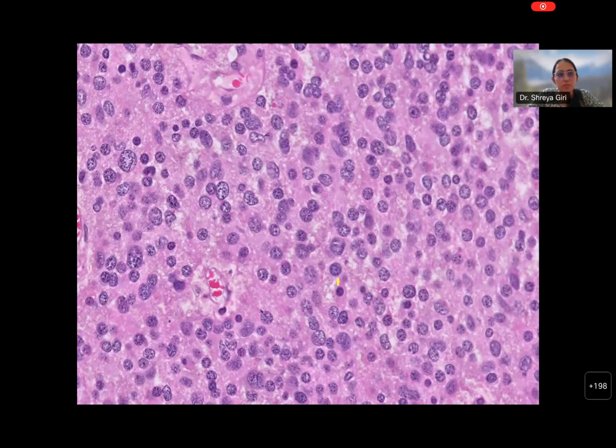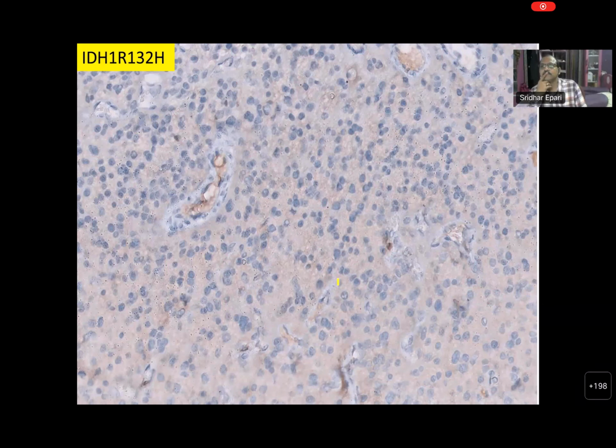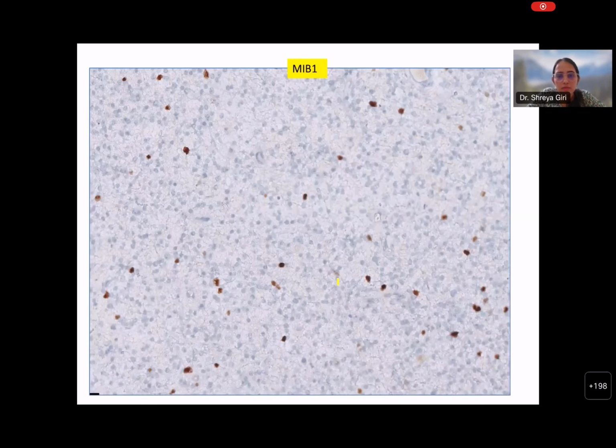So a 19-year-old with diffuse glioma, so IDH R132H. So this is IDH R132H. How do you interpret this? What is your interpretation? Positive or negative, or you can't interpret? So it is... when you see this picture, what is this?